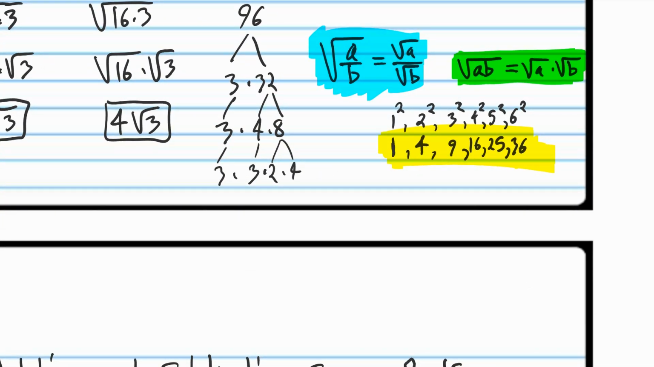And, whoops, I don't know why I did that. That should be a 4 there. And so now I'm going to recombine. I'm going to combine the 4 and the 4 to get 16. So 4 times 4 is 16, and 2 times 3 is 6.